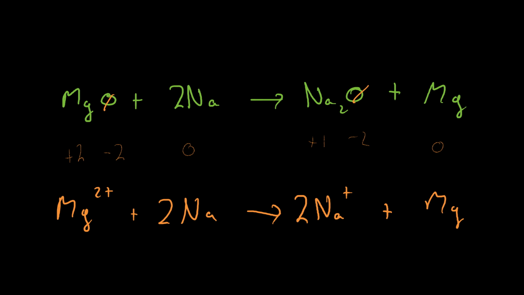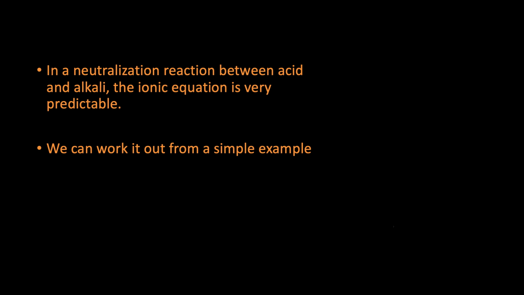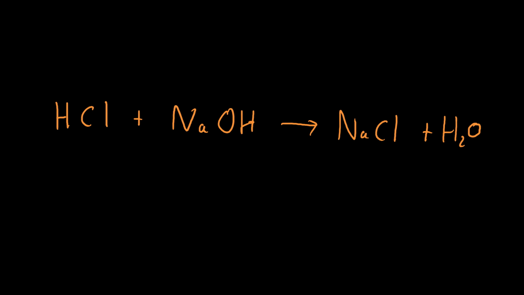Okie doke. So that's all well and good. Finally, in a neutralization reaction between acid and alkali, the ionic equation is very, very predictable, right? This is absolutely true. And we can work it out from a simple example. So let's have a look at one now. So you have hydrochloric acid plus sodium hydroxide makes sodium chloride and water.